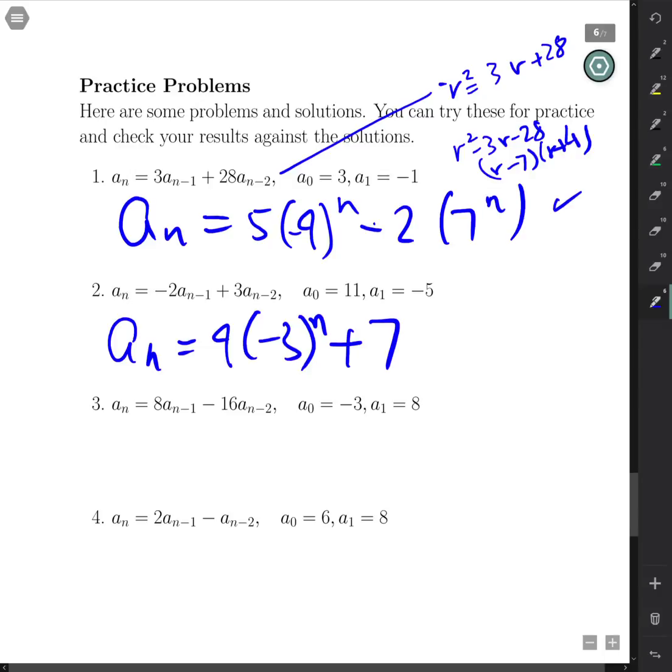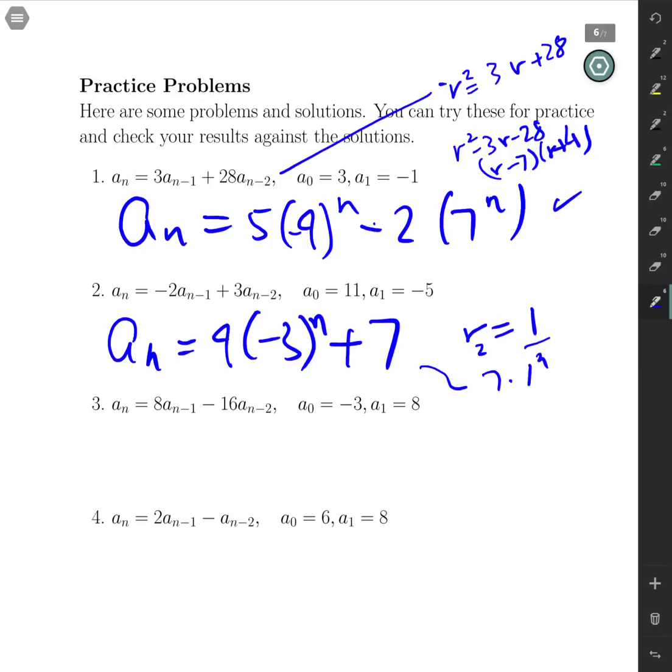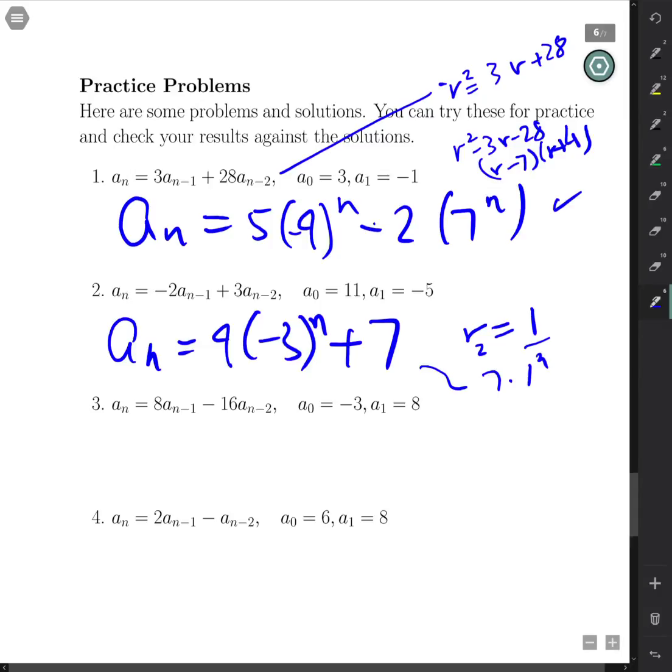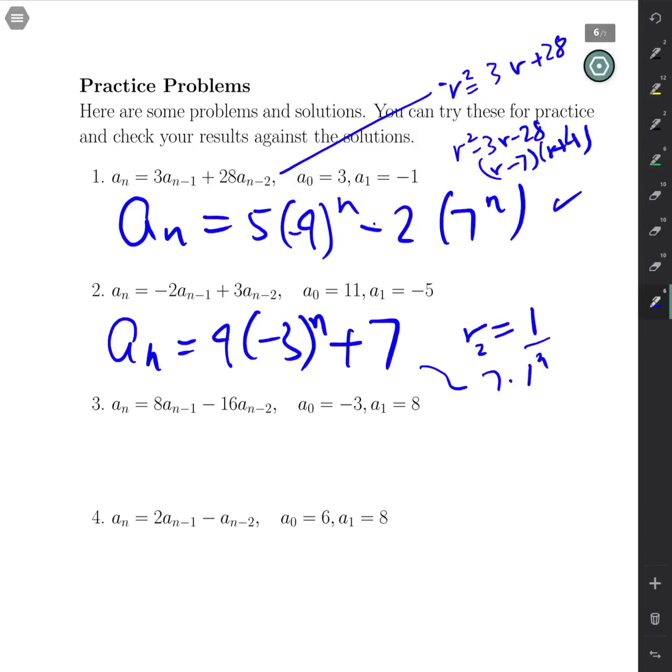And the 7 comes from the fact that one of the roots, I'll write the second one, is equal to 1. So this is 7 times 1 to the n, which is just 7, right? So that's odd how that works, but whenever one of the roots is 1, that's the kind of thing that's going to happen there.